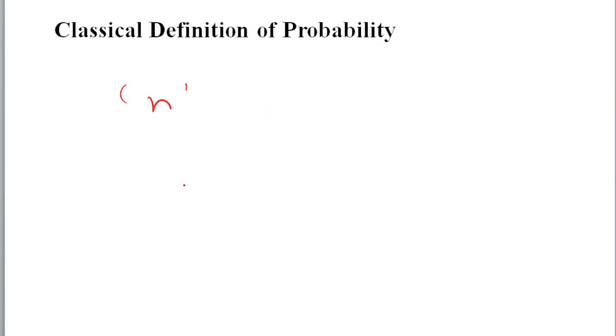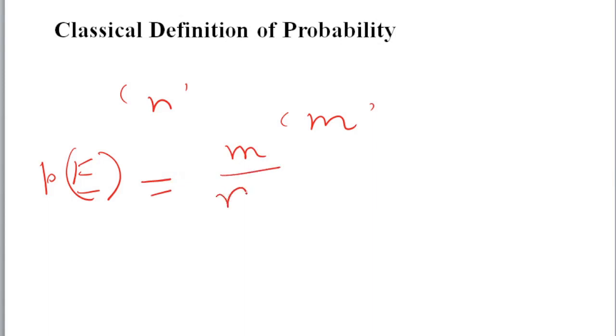Suppose there are m favorable cases for the happening of an event, and we consider that event as E. Then the probability of happening of this event is denoted by P(E), and it is given by the number of favorable cases divided by the number of all possible events. Here n is the number of all possible events, and m is the number of favorable cases for the event E.